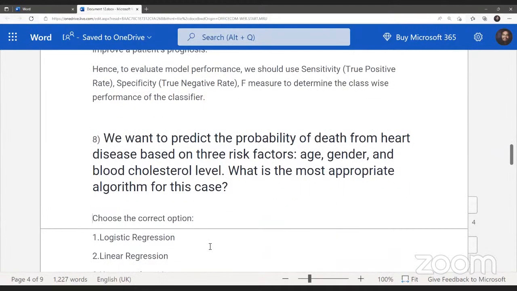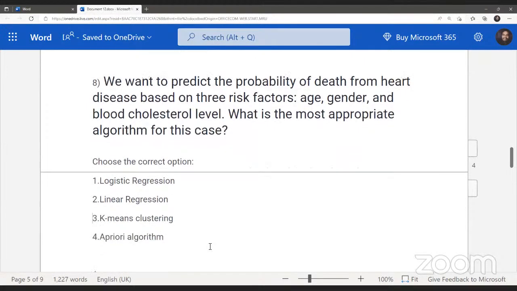So as we jump into the next one, we want to predict the probability of death from heart disease based on three different factors: age, gender, and blood cholesterol. So among these, what might be the most appropriate algorithm? The options are logistic regression, linear regression, k-means clustering, and apriori rule. If anyone knows the answer, try to ping me in the chat box and we'll discuss the answer within a minute.